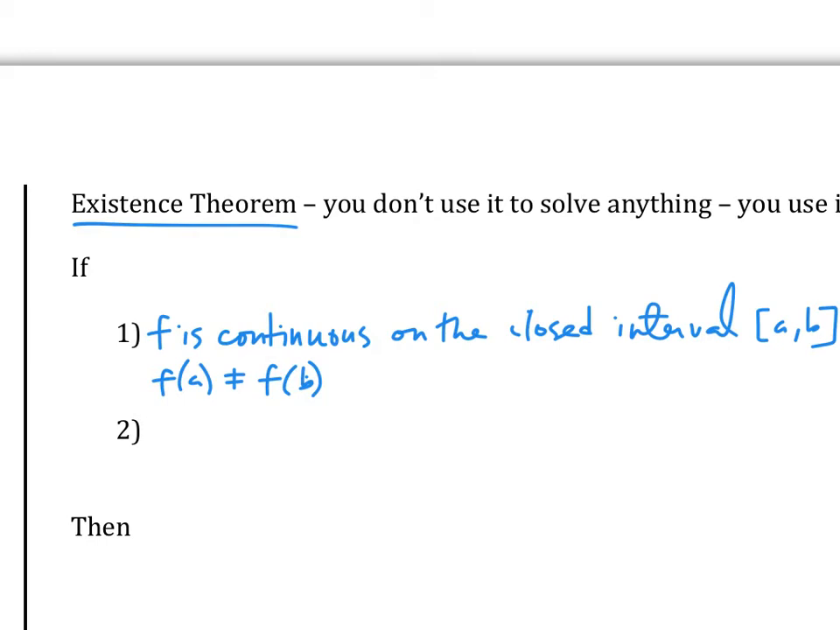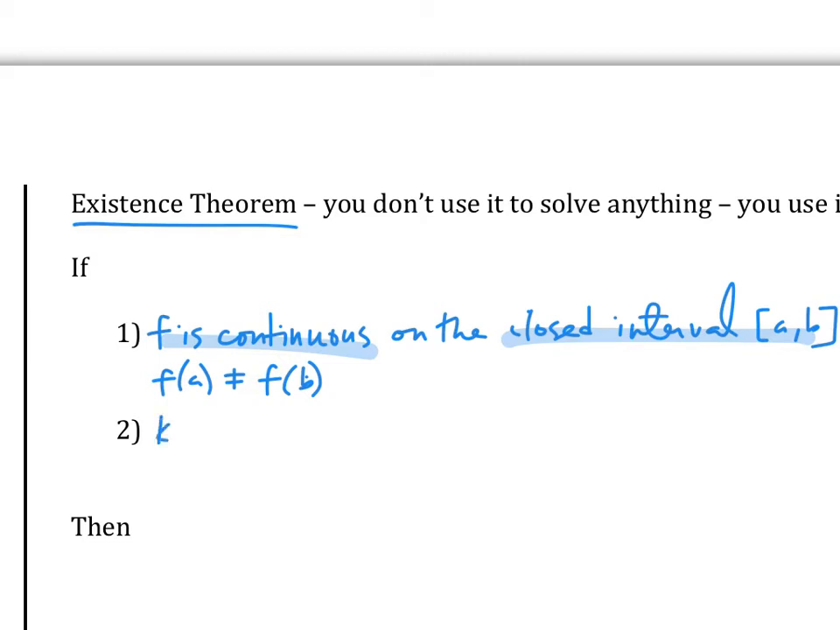When we talk about a theorem, and about ideas that you apply to something else, you always have to ask yourself two things. Is this function continuous? Can I only use it when it's continuous, or can I use it anytime I want? And what kind of interval can I use it on, closed interval or open interval? So you always want to ask yourself those two things. Okay, so that is the first requirement for this theorem.